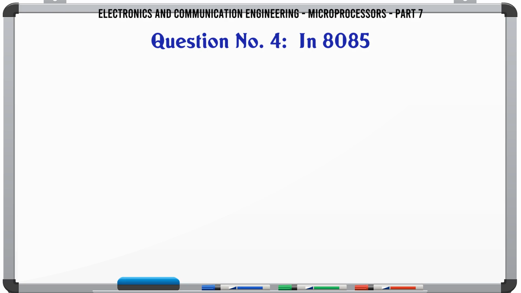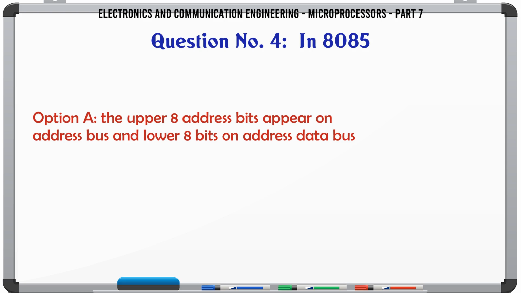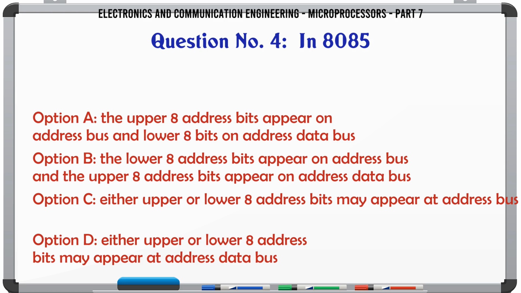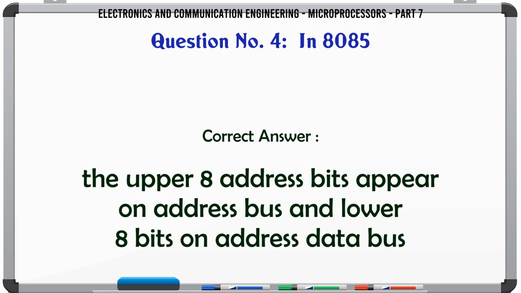In 8085, A: the upper 8 address bits appear on address bus and lower 8 bits on address data bus. B: The lower 8 address bits appear on address bus and the upper 8 address bits appear on address data bus. C: Either upper or lower 8 address bits may appear at address bus. D: Either upper or lower 8 address bits may appear at address data bus.